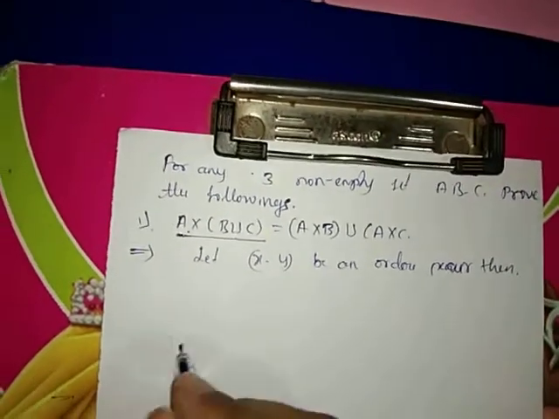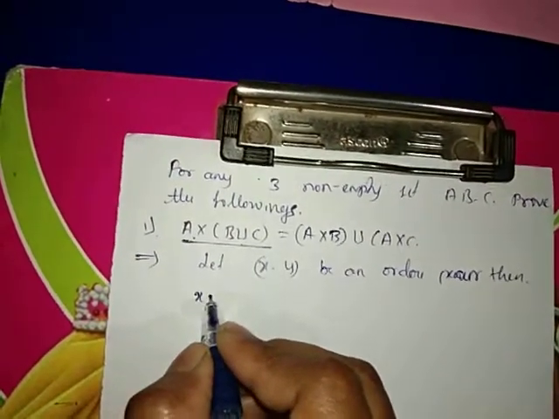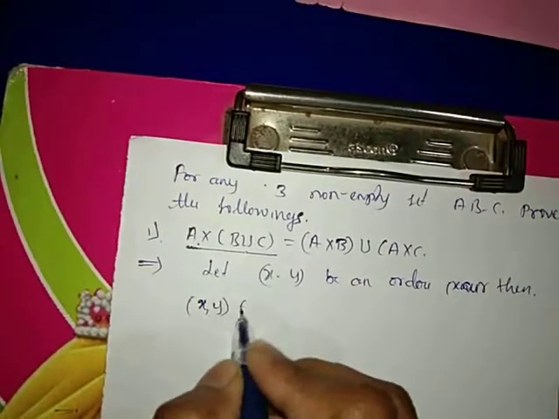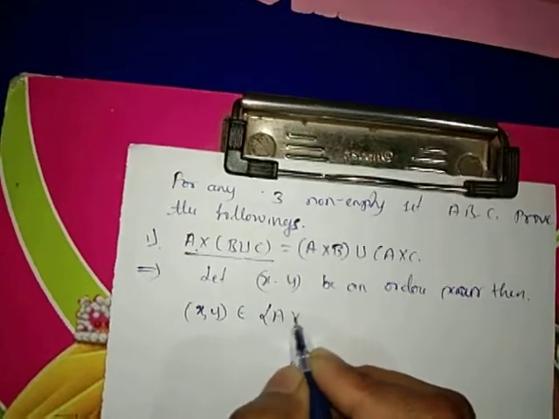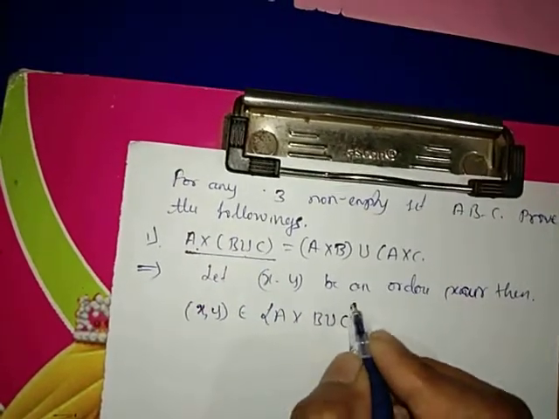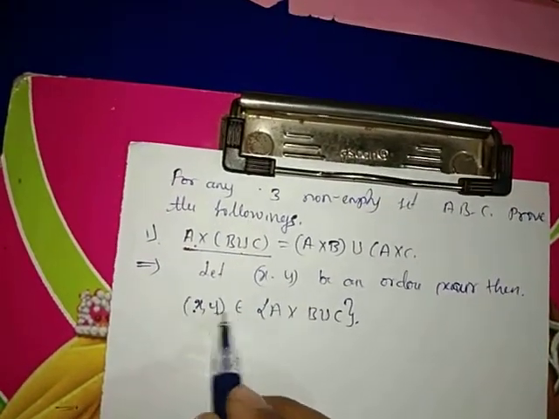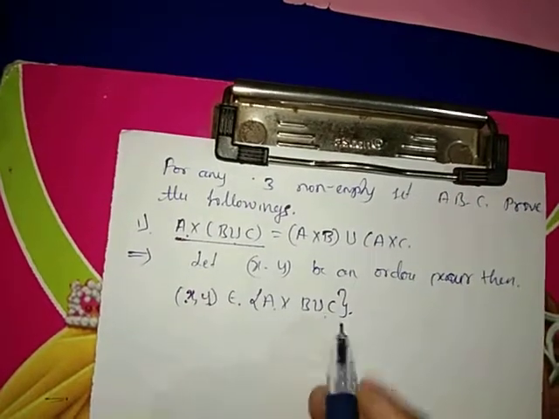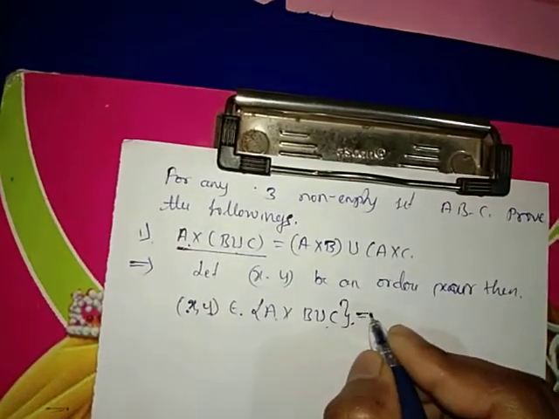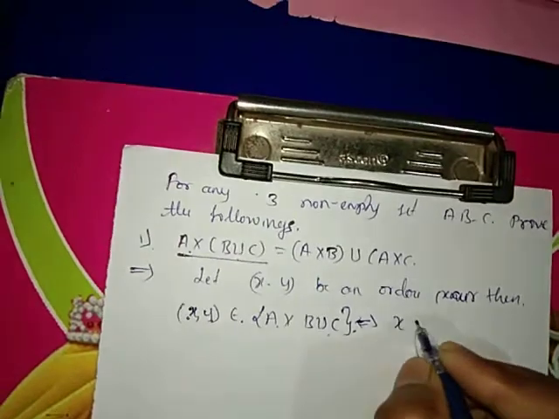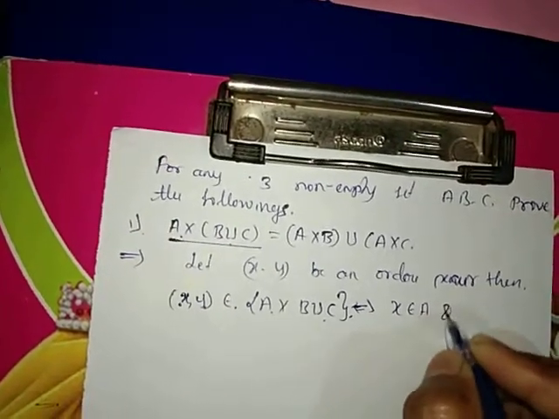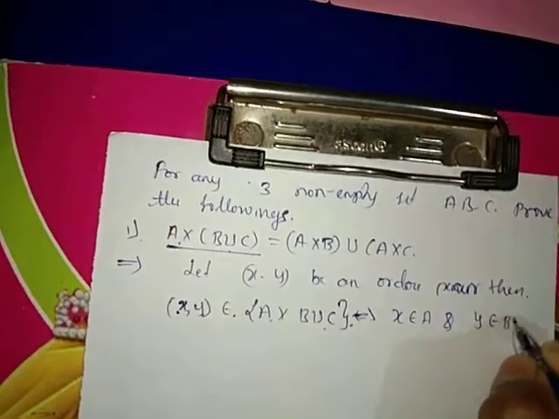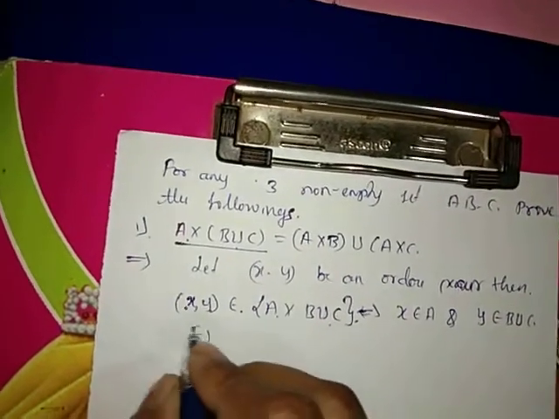Then (x, y) belongs to A × (B ∪ C). If (x, y) belongs to A × (B ∪ C), that is equivalent to x belongs to A and y belongs to B ∪ C.